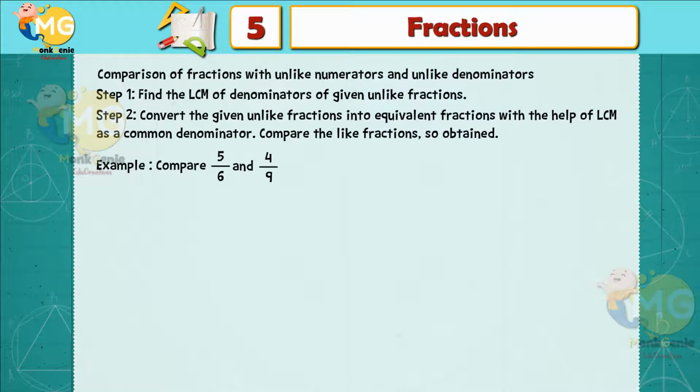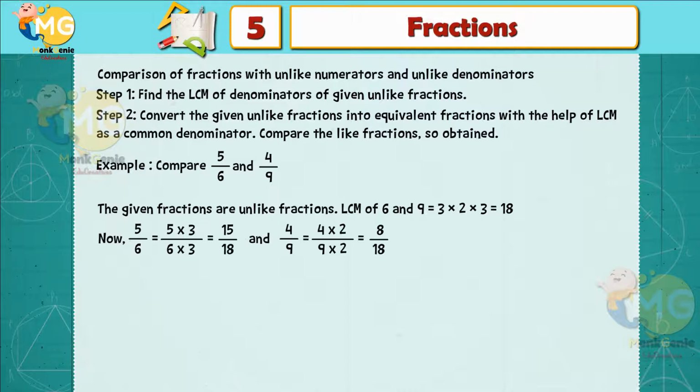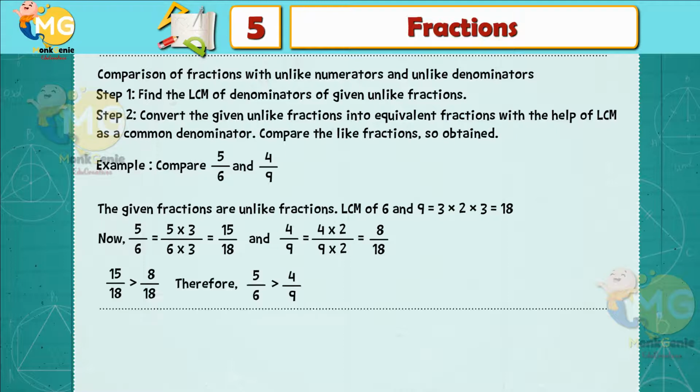Example, compare 5 upon 6 and 4 upon 9. The given fractions are unlike fractions. LCM of 6 and 9 is equal to 3 into 2 into 3 is equal to 18. Now, 5 upon 6 is equal to 5 into 3 upon 6 into 3 is equal to 15 upon 18, and 4 upon 9 is equal to 4 into 2 upon 9 into 2 is equal to 8 upon 18.